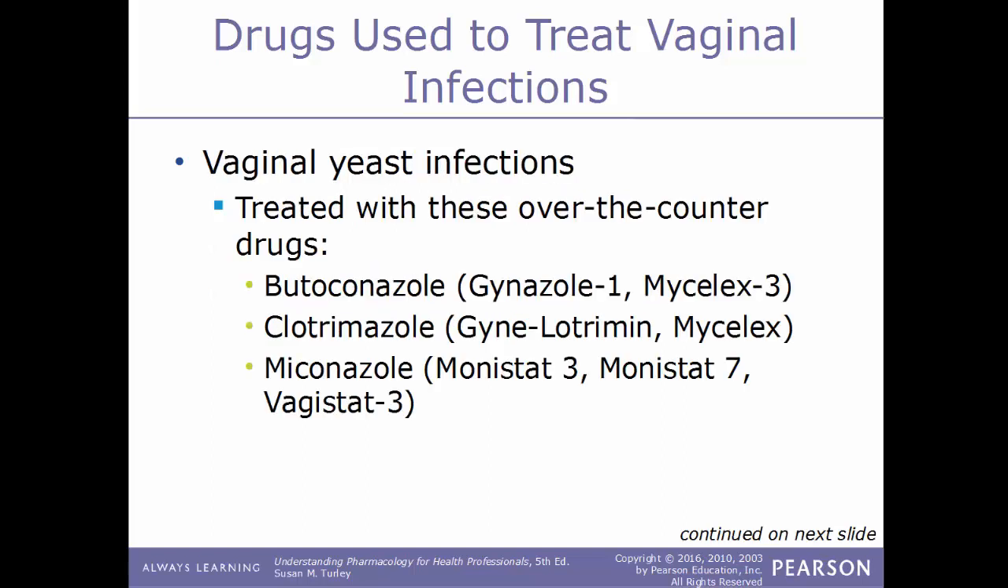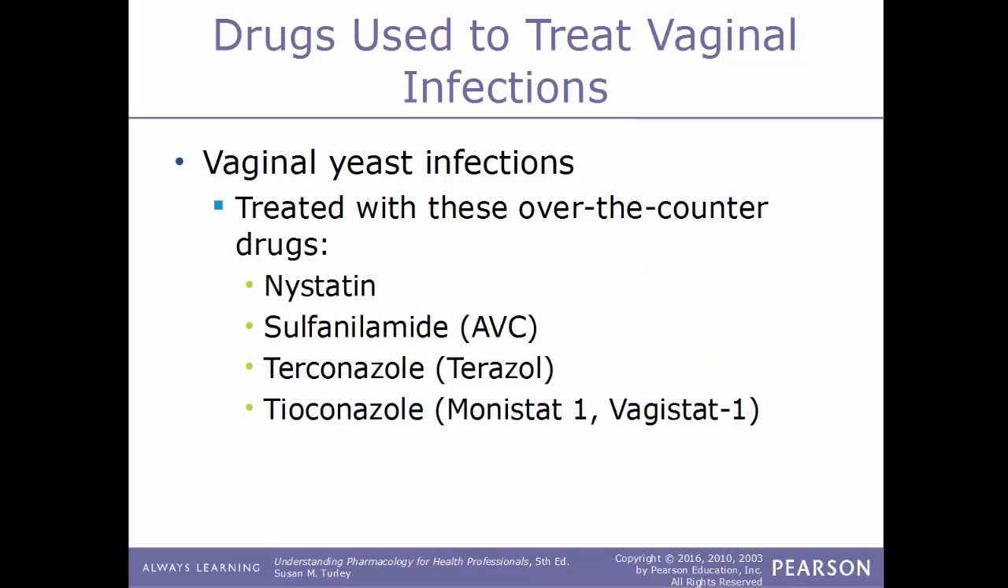Now, yeast infections can be treated with over-the-counter drugs, including butaconazole, known by the trade names Gynazole 1 and Mycelex 3, clotrimazole, known by the trade names Mycelex and Gyne-Lotrimin, and miconazole, known by the trade names Monistat 3, Monistat 7, and Vagistat 3. Some other examples of over-the-counter drugs used to treat infections: nystatin, sulfanilamide, known by its trade name AVC, terconazole, known by the trade name Terazol, and tioconazole, known by the trade names Monistat 1 and Vagistat 1.